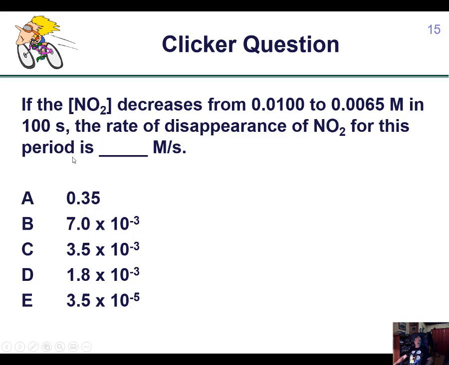So here is a question for you. If nitrogen dioxide decreases from 0.0100 to 0.0065 molar in 100 seconds, the rate of disappearance for nitrogen dioxide for this period is, and I'll expect you to answer that question.